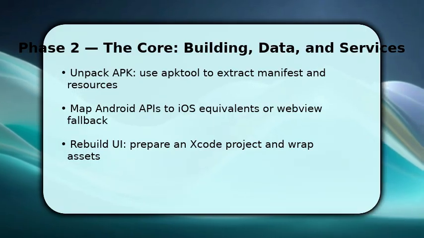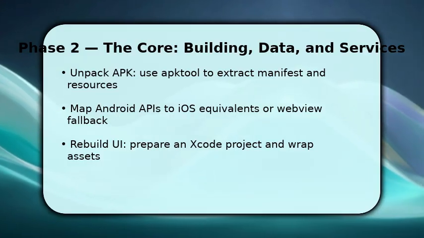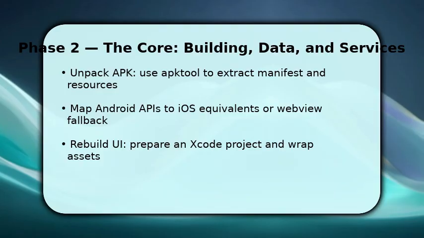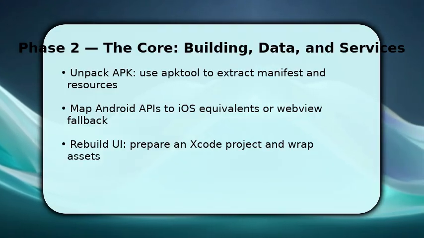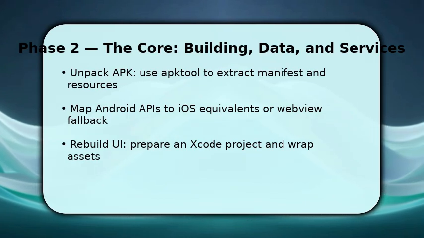Once you have assets, create an Xcode project and add the converted resources, replacing Android intents with iOS equivalents and implementing permission handling. Make sure to sign Objective-C or Swift bridges for native calls, and test incremental builds in the simulator before moving to a physical device to catch integration issues early.